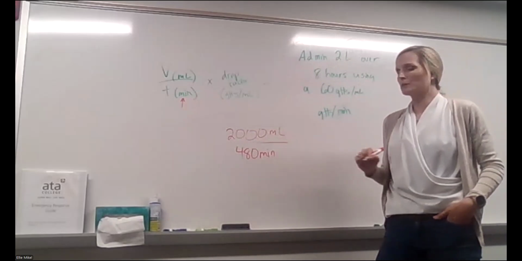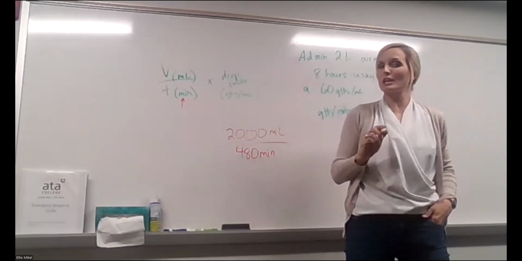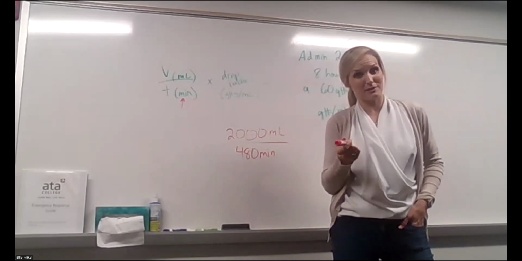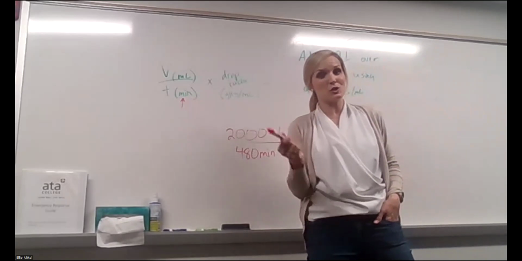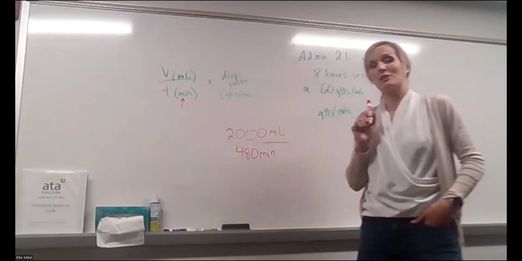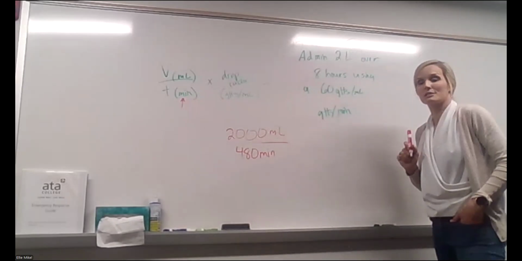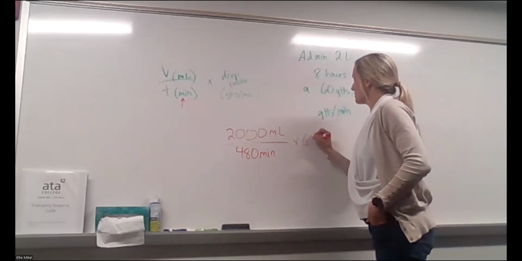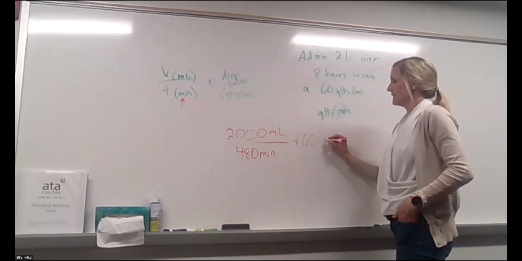If we used 8 hours there accidentally, then you're going to calculate drops per hour by mistake, and you're going to get a really big number. So hopefully that's something to signal you that you're off, that you may have forgotten to convert your hours to minutes. Okay, and then we're going to take that and multiply it by our drop factor, which is 60.